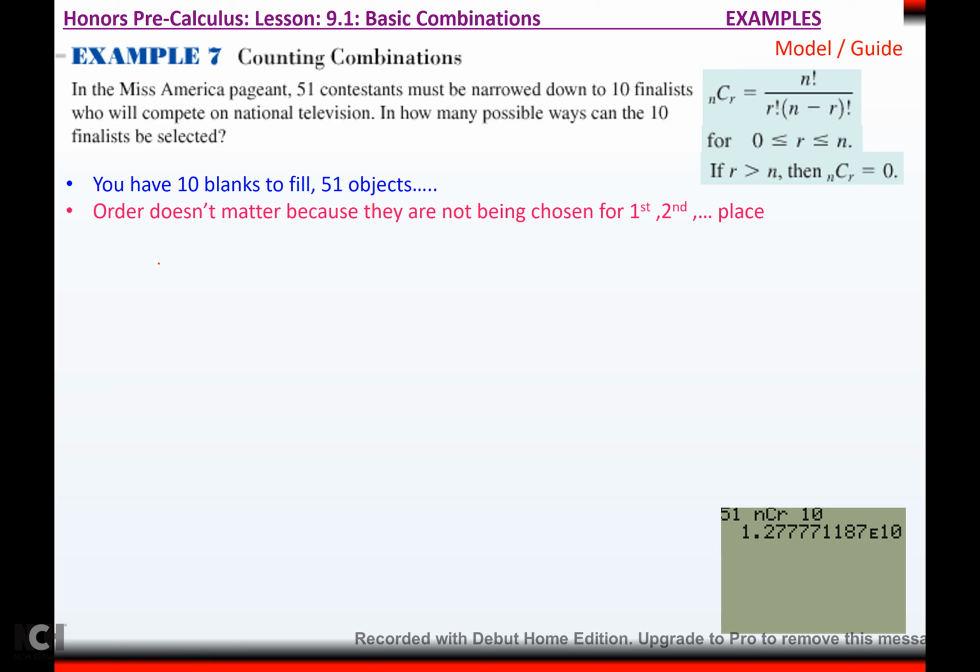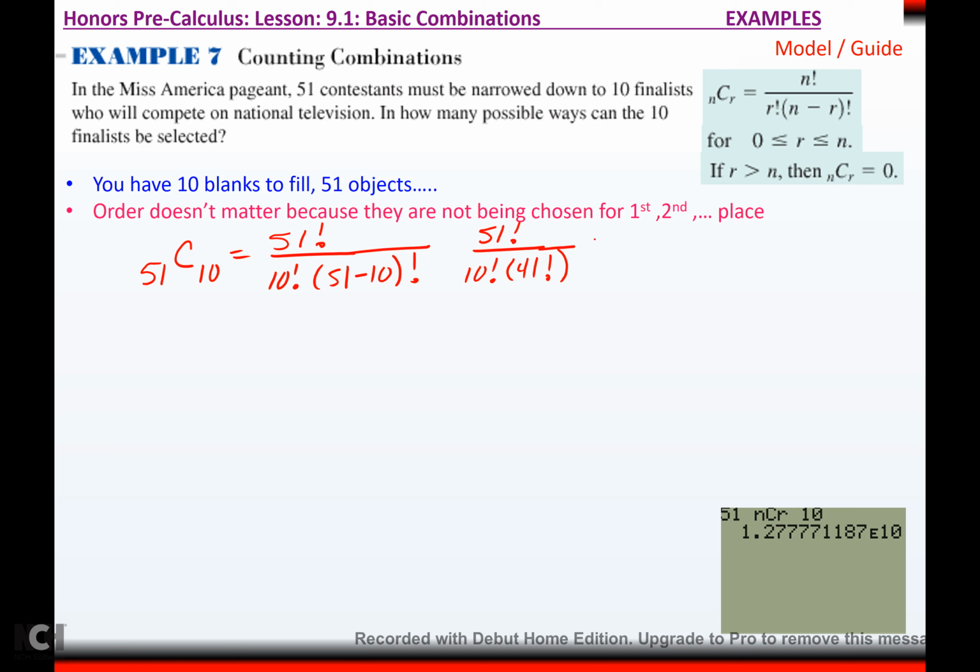So I have 51 objects that I'm going to take 10 at a time, but the order doesn't matter, so I'm doing a combination formula instead of a permutation. So you put 51 factorial on top, r factorial on the bottom, and then n minus r factorial on the bottom. So this is going to be 51 factorial over 10 factorial times 41 factorial.